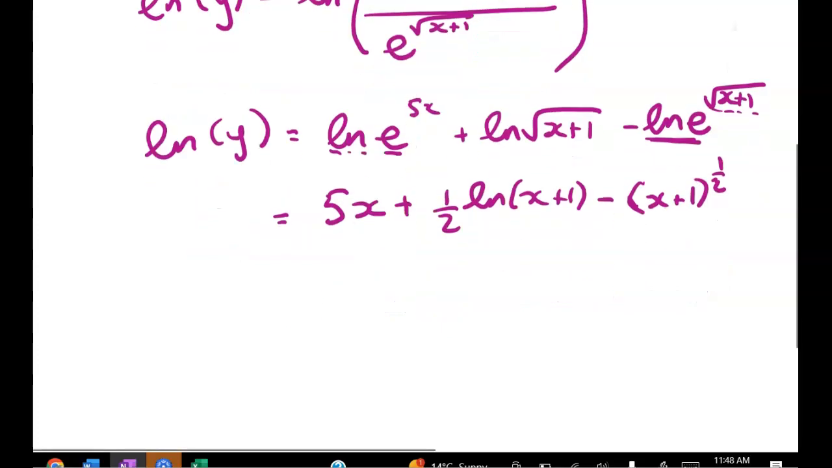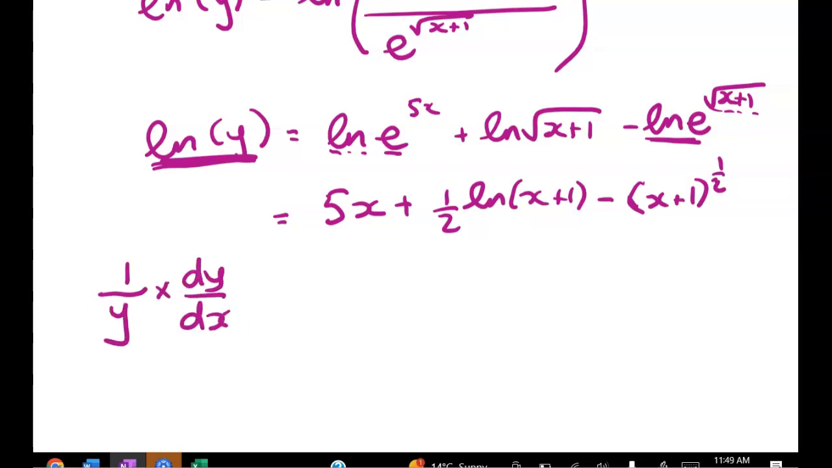Right, now I'm going to differentiate, and the way that I do that is I'm differentiating with respect to x. So that means that on the left-hand side, I have to use implicit differentiation. I can't differentiate directly with respect to x, but I can differentiate with respect to y, and then use the chain rule. Right, so this is how implicit differentiation works.